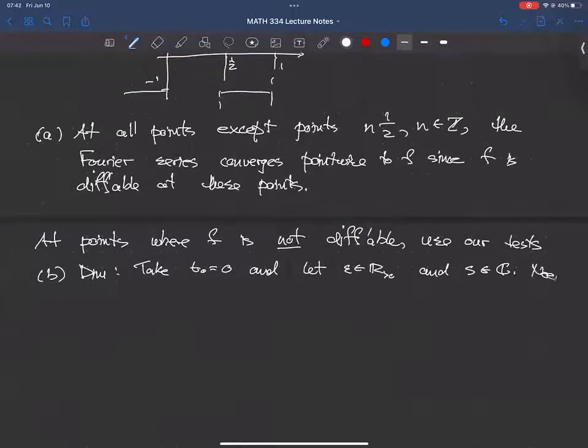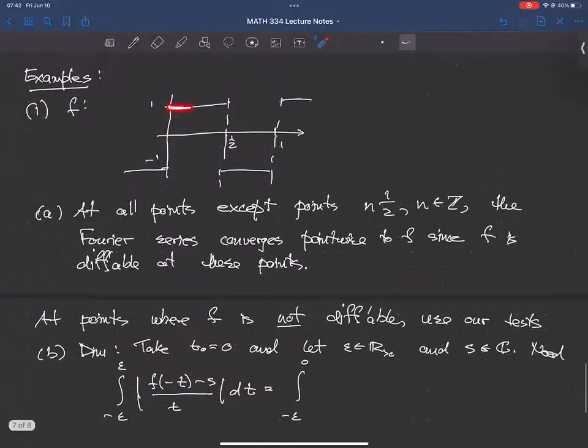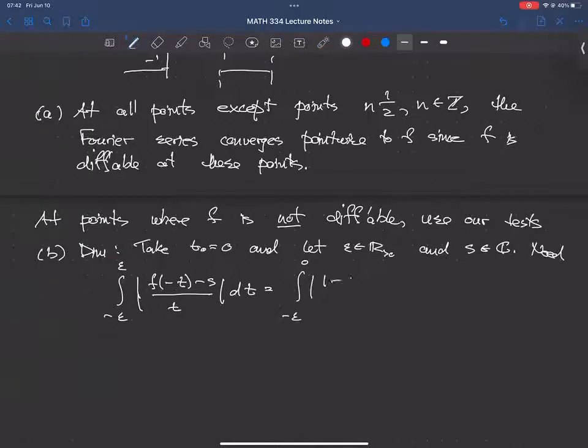Okay, so we need that the integral from minus epsilon to epsilon of f of t naught minus t, but t naught is 0, so f of minus t, minus s, over t, dt, should be bounded. So we're going to take the integral and break it into its 2 bits, from minus epsilon to 0. And from minus epsilon to 0, t is negative, so minus t is positive, and so that means that the value of f is 1. So it's 1 minus s over t dt. And then the part from 0 to epsilon. Arguing similarly, but with t positive, so minus t is negative, you get minus 1 minus s over t dt.